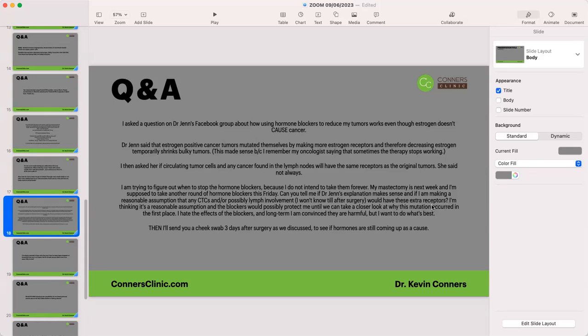Yeah, I don't know what the percentage of that possibility is. I don't think anybody can tell you that. I'm thinking it's a reasonable assumption that the blockers would possibly protect me until we can take a closer look at why this mutation occurred in the first place. I hate the effects of the blockers. In the long term, I'm convinced they're harmful, and I want to do what's best. Then I'll send you a cheek swab 3 days after surgery, as we discussed, to see if the hormones are still coming up with the cause.